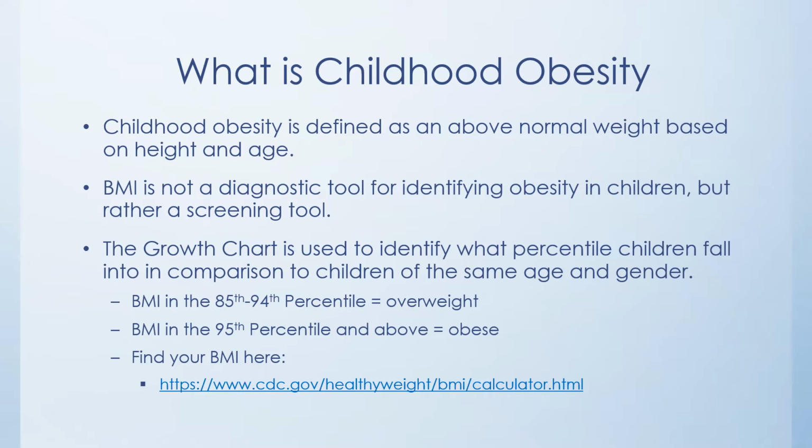So a BMI in the 85th to 94th percentile would categorize someone as overweight. A BMI in the 95th percentile and above would be obese. How this works is if you are in the 85th percentile, that means 85% of children of your same age and gender weigh less than where you're at. If you'd like to calculate your BMI and see where you're at, there's a link right there to the CDC website. You can copy that and see where you're at.